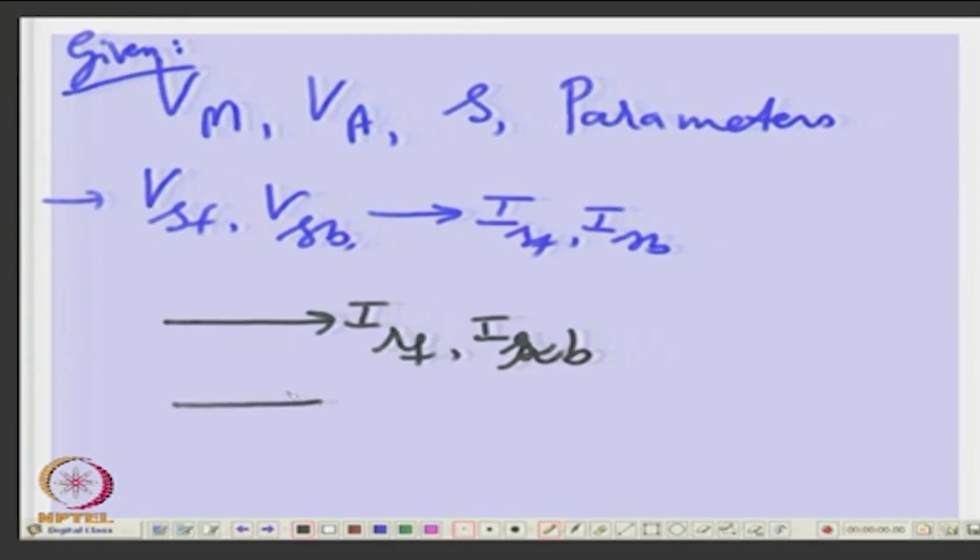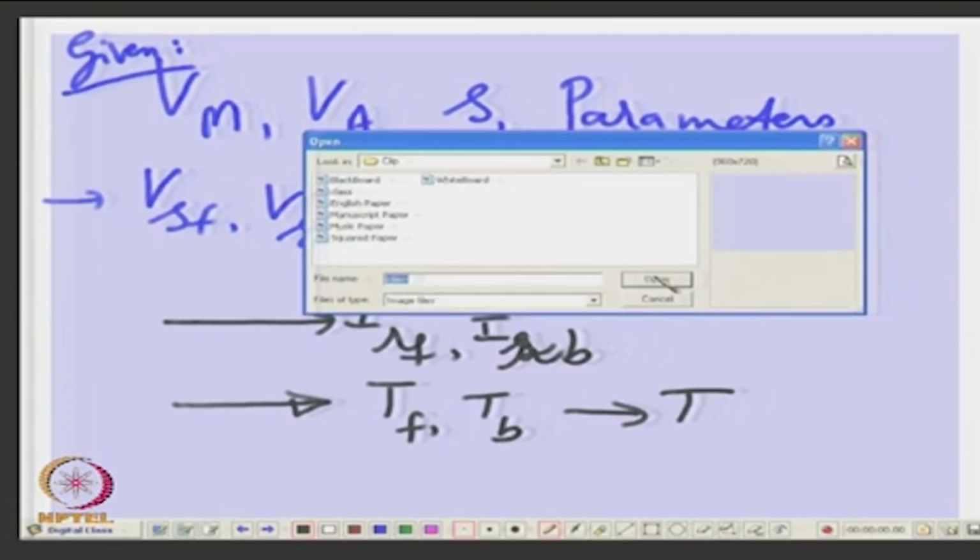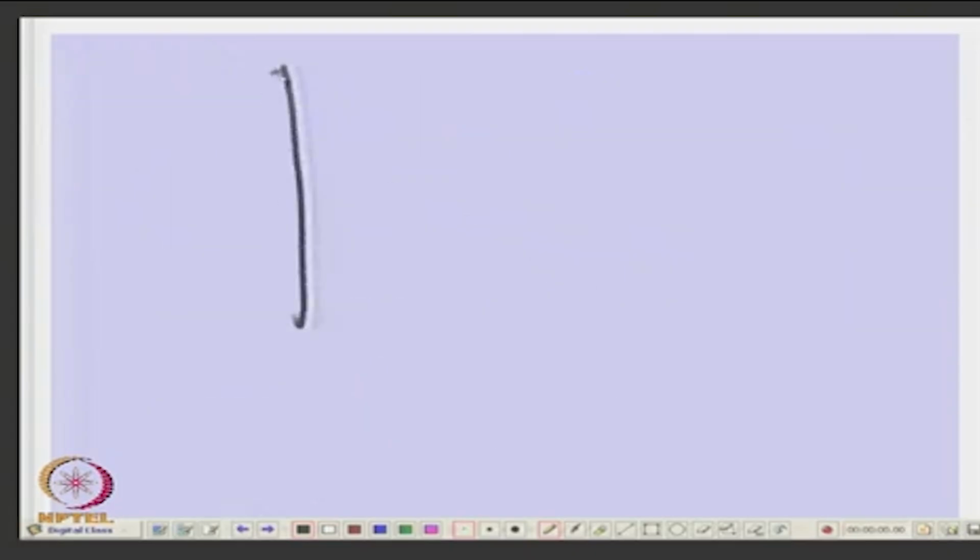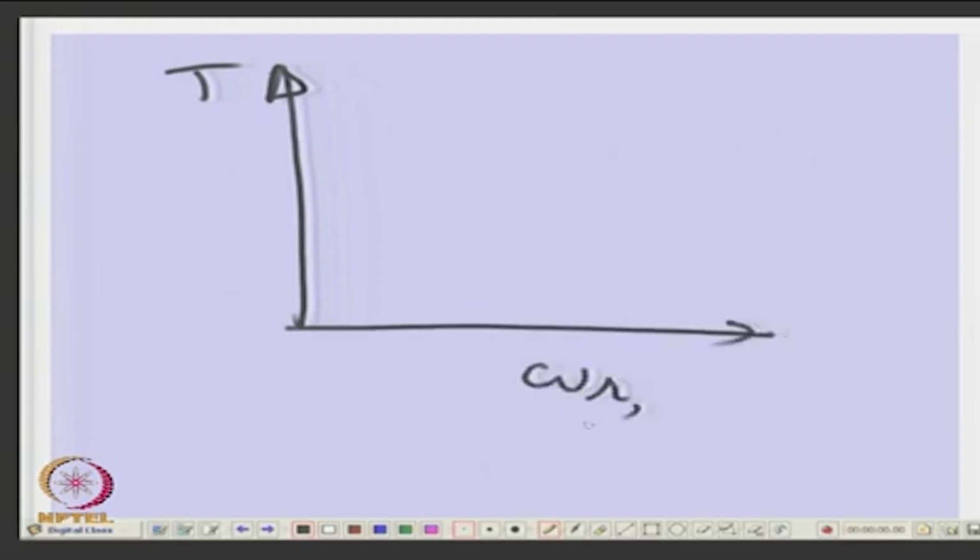Next, you can find out the torque Tf, Tb, then the net torque T. So, you should be able to estimate what the torque will be versus speed or slip. It may have some variation for a given Vm and Va.